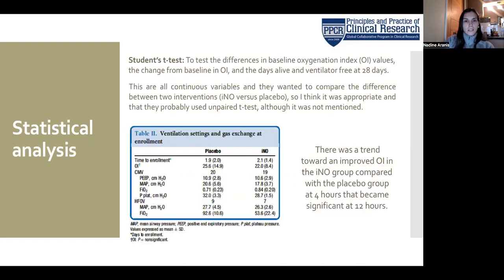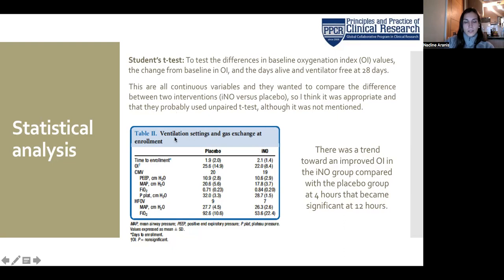About the statistical analysis, they first used the Student's t-test to assess the differences in baseline oxygenation index values. They also assessed the change from the baseline in oxygenation index and the days alive and ventilator-free at 28 days. These are all continuous variables, and as they wanted to compare the difference between two interventions, in this case inhaled nitric oxide group versus placebo, I think it was appropriate to use the Student's t-test. And probably they used the unpaired t-test, although it's not mentioned in the article.